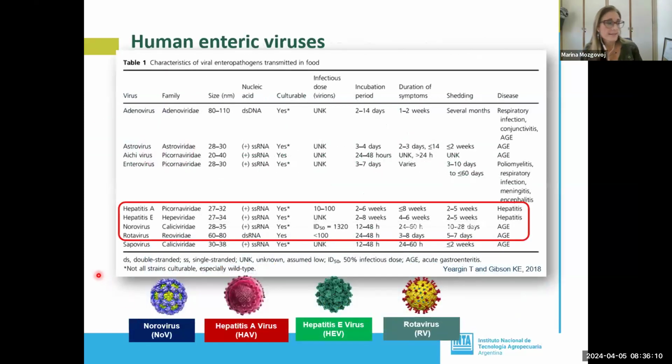Human enteric viruses like hepatitis A, hepatitis E, norovirus, and rotavirus are transmitted through the fecal-oral route. A very small amount of these viruses is required to make you sick, and they are excreted for long periods. Here I highlighted these viruses because I'm going to speak about them in our work.